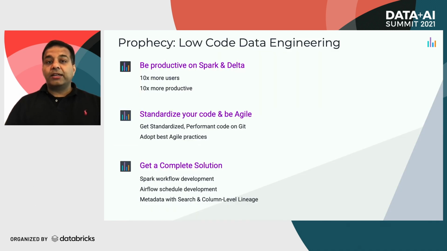So with that, as a summary, again, Prophecy provides low-code data engineering, which makes it super easy. Each one of the pieces works very well with each other. It makes the users very productive on Spark, on Delta, and also on Airflow. And the code that you generate is standardized on the standards you want, not just what we provide. And you can be agile, use Git, CI/CD, and all the modern software engineering practices. And finally, as I said, the complete solution means that you are not stitching together your own solution from the parts, but get a full product.